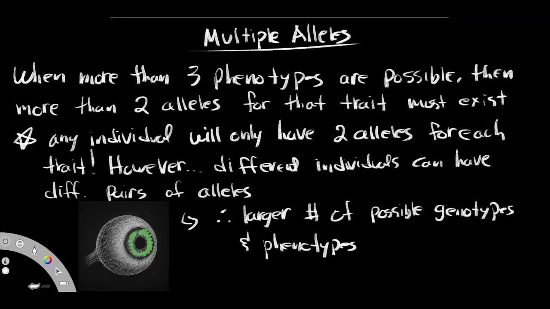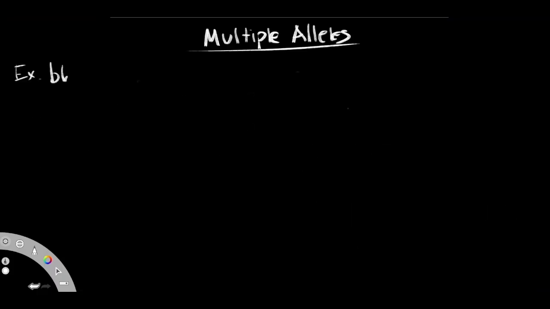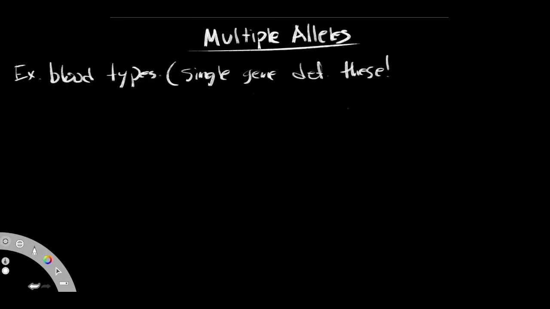Let's have a look at another example. Another example could be blood types. A single gene determines the human blood types. The basic human blood types come in just 3 alleles, so it's also known as a multi-allele trait.